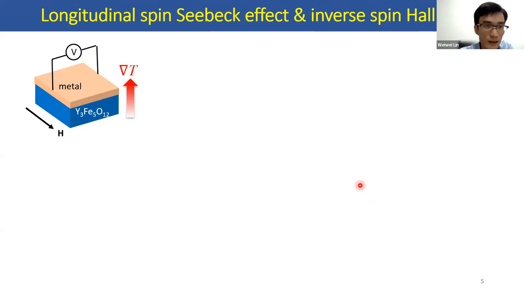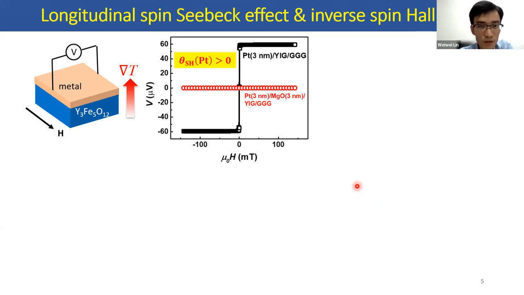So here is a typical result. For the metal we can use platinum. Platinum has a positive spin Hall angle. So we can see a sizable transverse thermal voltage for platinum YIG. If we use a thin MgO layer, MgO is a non-magnetic insulator, so it will completely block the spin current. So there is no detectable transverse thermal voltage with platinum MgO YIG.